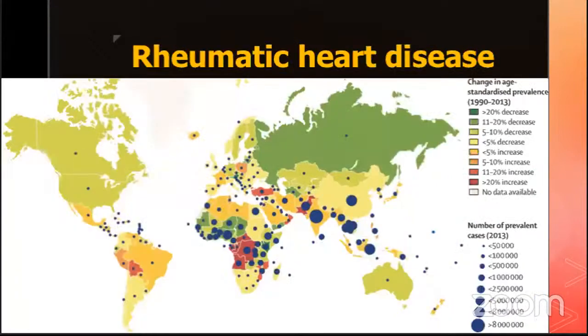Talking about rheumatic heart disease, it still remains the leading cause of multi-valve disease. This picture was published in the Lancet 2016. We can see change in age-standardized prevalence and number of prevalent cases. Here, talking about Saudi Arabia, it is increasing, not decreasing, in number of rheumatic heart disease cases, and that is alarming somehow. Though the number of increasing cases is not really high compared to other countries, we're still lagging behind to cut off and prevent rheumatic heart disease from happening.